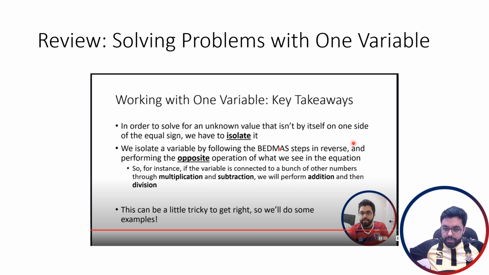Once you've gotten rid of those things from one side of the equation, then you get rid of anything that you can by multiplication and division, then by exponents, and then dealing with the brackets last. So we follow BEDMAS in reverse.